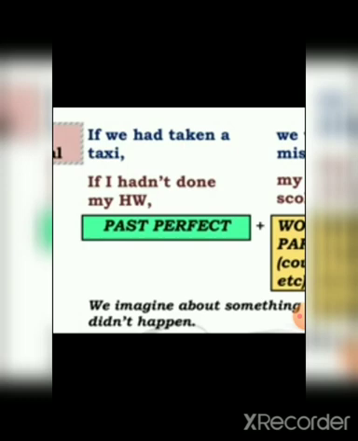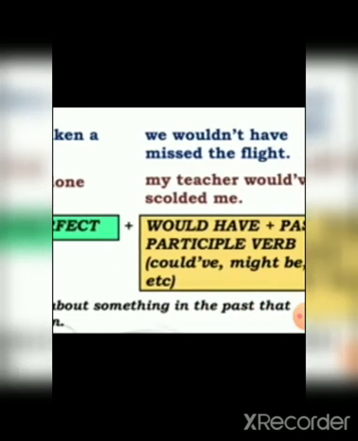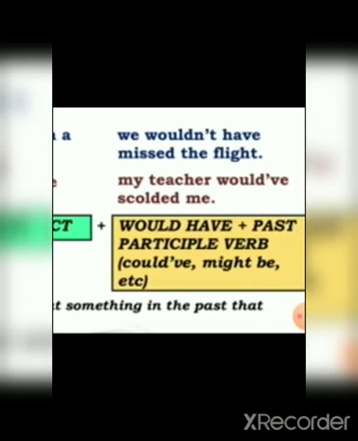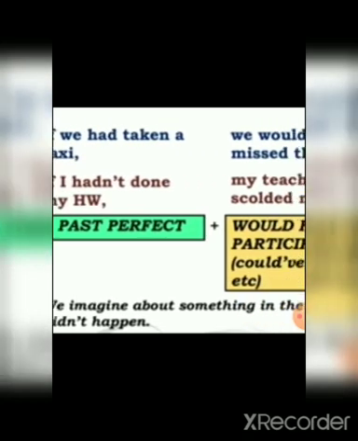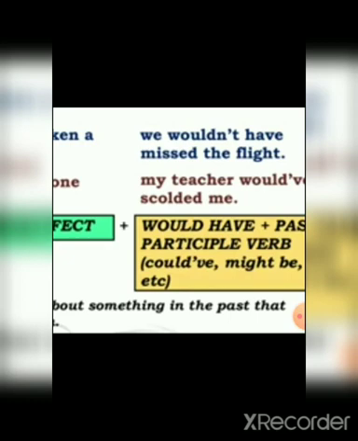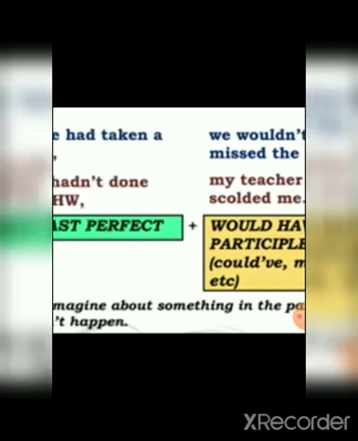In the if clause it comes like that, and in the main clause we must have future perfect in the past. Future perfect in the past verb is would have plus V3. So the answer is we wouldn't have missed the flight. If we had taken a taxi, we wouldn't have missed the flight.